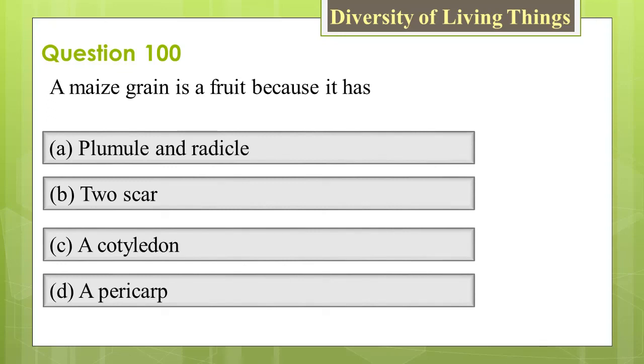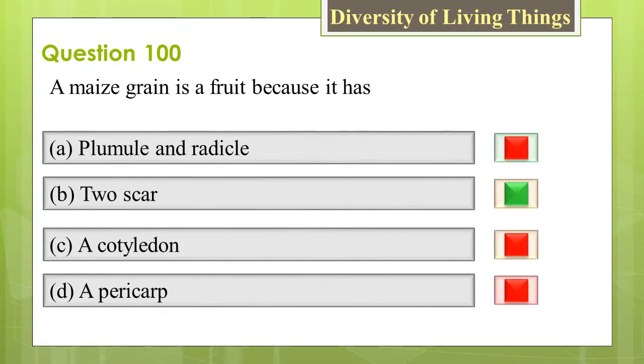Question 100. A maize grain is a fruit because it has A. plumule and radicle, B. two scars, C. a cotyledon, D. a pericarp. Which one of the following alternatives is the best alternative? The best alternative is B, two scars.